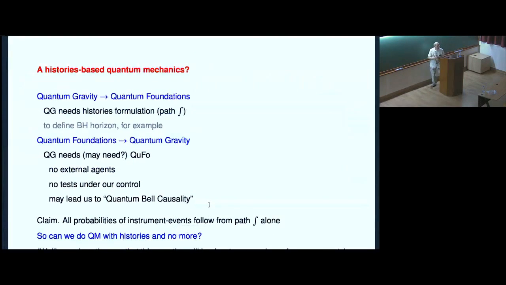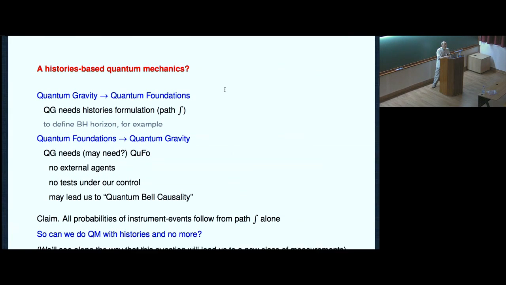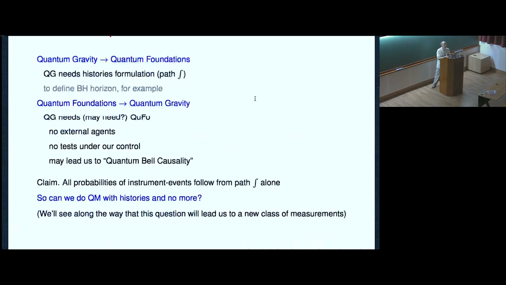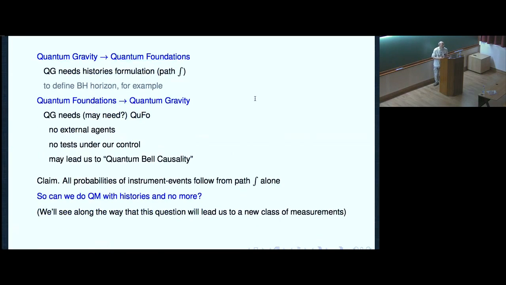So I always start by trying to say a little bit about why I think it's a good idea, in a program in which some of us are involved, to try to replace the usual quantum formalism with one based solely on histories, what I'm calling here histories-based quantum mechanics. So let me just say a little bit about why I think that's a good idea.